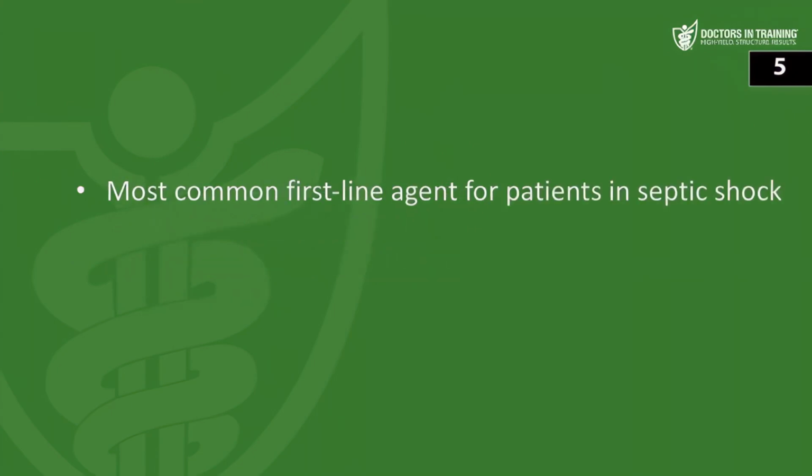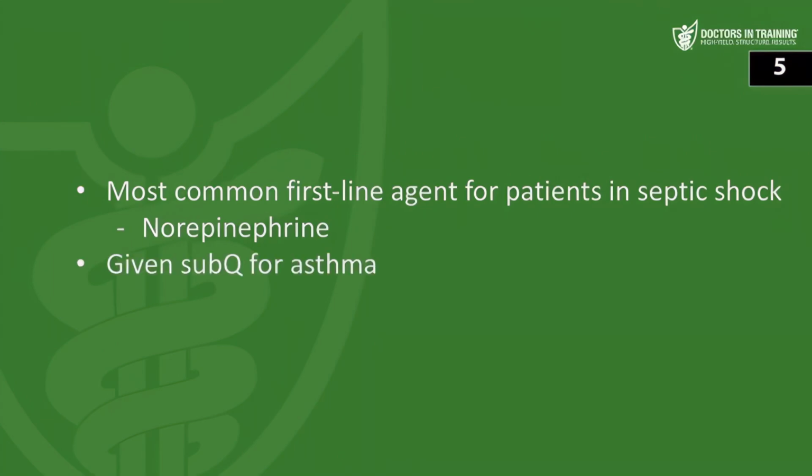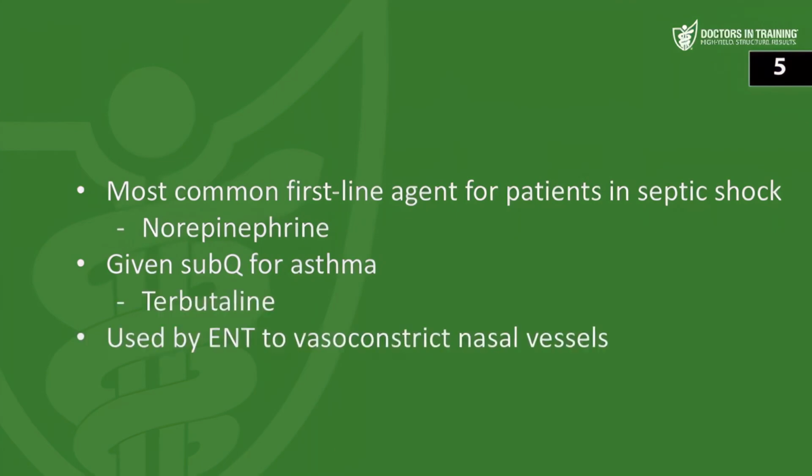Next, we have most common first-line agent for patients in septic shock. So you think about norepinephrine is going to cause a lot of peripheral constriction. Next, we have given sub-Q for asthma, not done very often, by the way, but that's going to be terbutaline. Next, we have used as ENT to vasoconstrict nasal vessels. Could be either phenylephrine, or occasionally you'll find a doctor who still has cocaine in their office, and they can use it in that situation as well.